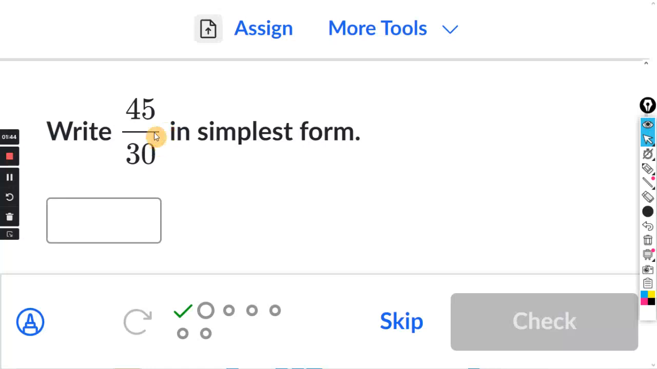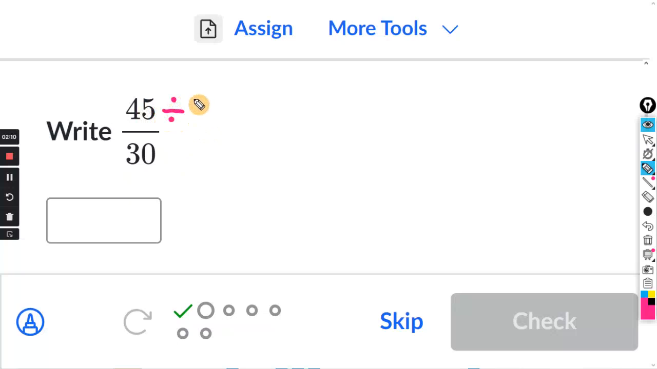All right, we want to write 45 over 30 in simplest form. So what does simplest form mean? That just means reduce the fraction. All right, so I'm going to make a little bit of room here to work. And we need a common factor between 45 and 30. I know 45 and 30 are both divisible by 5. So let's start by dividing by 5. You want to divide by 5 on the top, and you want to divide by 5 on the bottom.